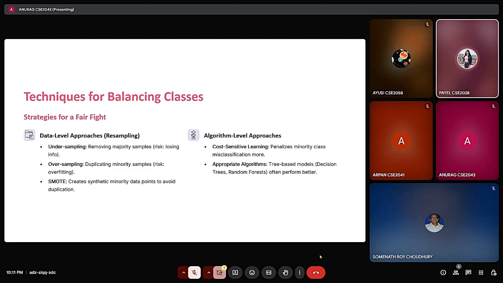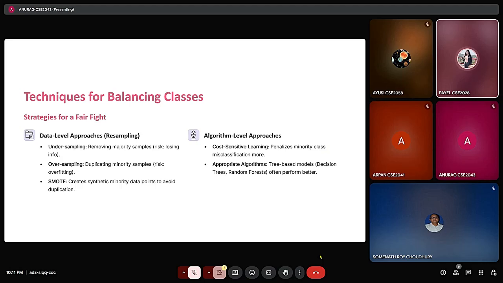Now we are discussing the techniques for balancing classes, that is, the strategies for a fair fight. When dealing with class imbalance, our goal is to make the dataset more balanced so the model learns both classes effectively. There are two main strategies that are used. One is the data level approach and the other is the algorithm level approach. The data level approach, which is often called pre-sampling, has three main points: undersampling, oversampling, and SMOTE, that is the synthetic minority oversampling technique.